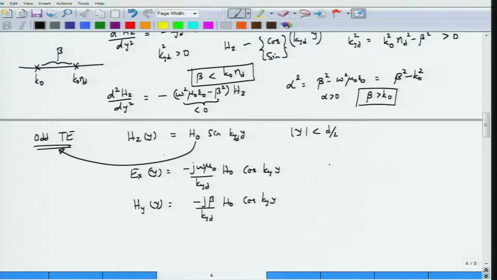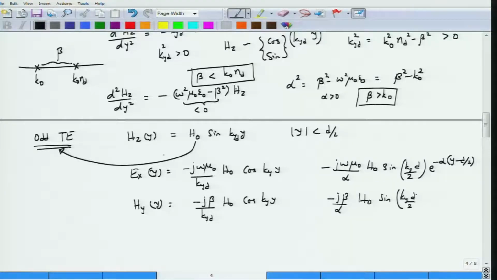So first consider y greater than d by 2, for which Ex of y becomes minus j omega mu 0, but the differential of Hz is now e to the power minus alpha, therefore it would be alpha that is coming out in the denominator. So that would be alpha H0 sin ky d by 2, that would be the continuity condition at the boundary, e to the power minus alpha y minus d by 2. And then you will also have the solution for Hy, which is minus j beta divided by alpha H0 sin ky d by 2 e to the power minus alpha y minus d by 2.